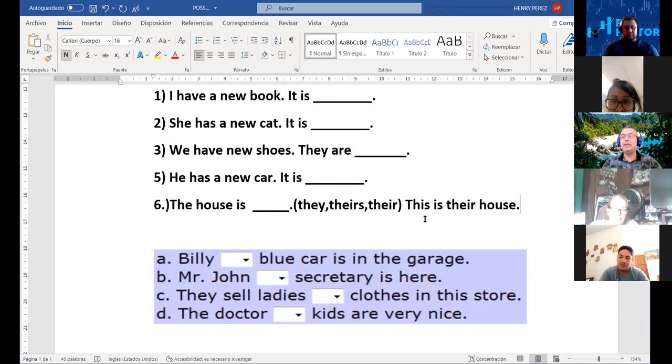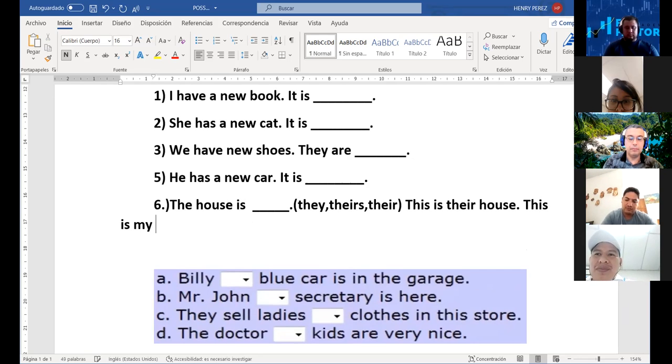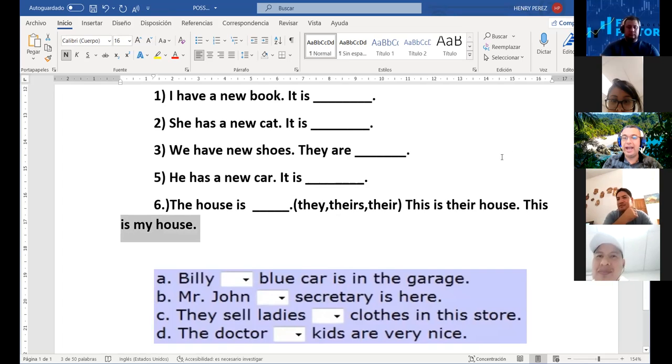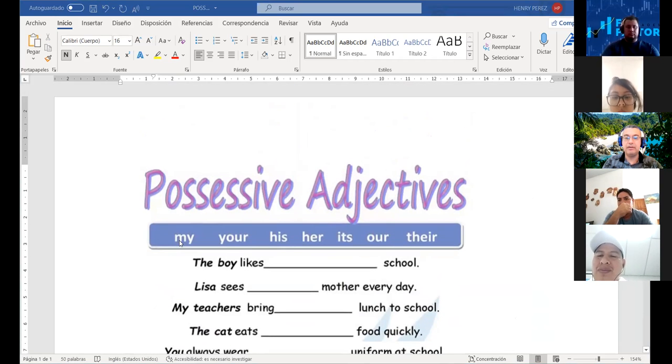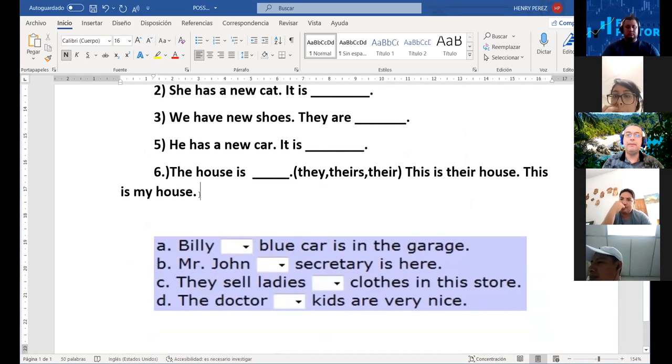Y si fuera su casa, y alguien me diga, ¿esta es mi casa? This is my house. Okay, very good. This is my house. Esta segunda, this is my house. ¿Es possessive adjective o possessive pronoun? Adjective. Very good. Porque en el adjective utilizamos el my. Right? Aquí está. Possessive adjective. My. Okay? My. Very good. Ahora, si yo quiero decir, esta casa es de nosotros.